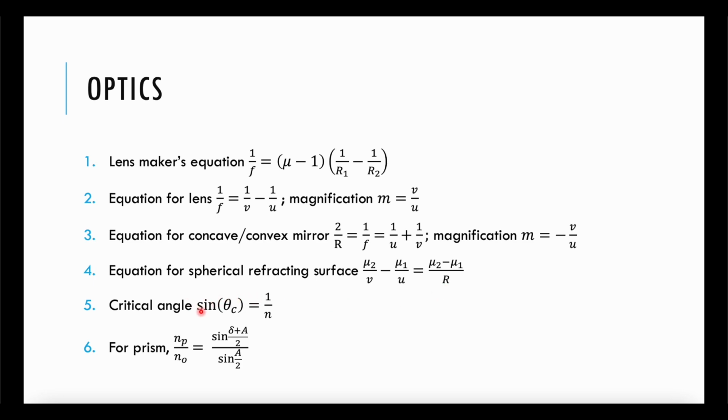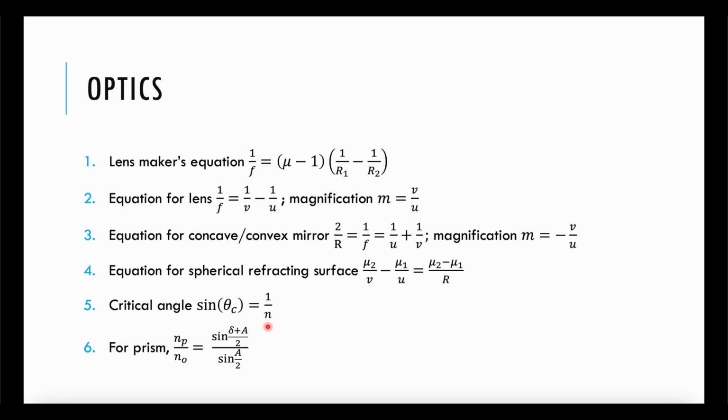And for the critical angle, sine of theta c is 1 by n. N is the refractive index of the medium for which we are calculating the critical angle. So if light comes from air, this critical angle is for air and that particular medium. This was also useful in one problem, as I can remember.